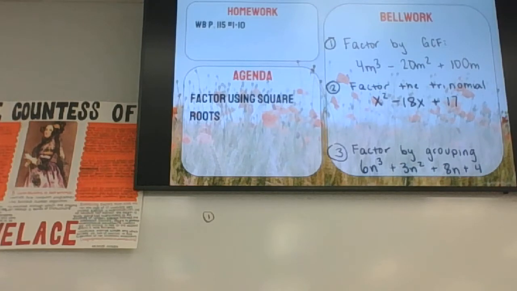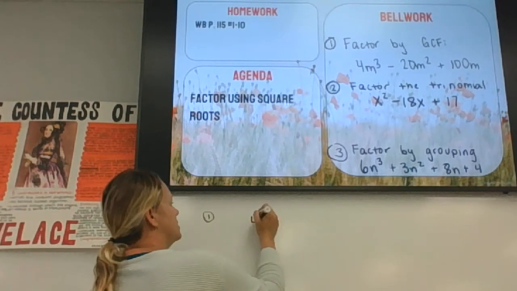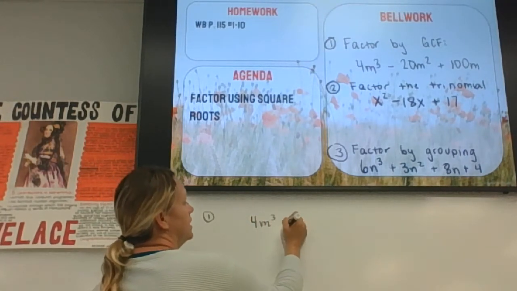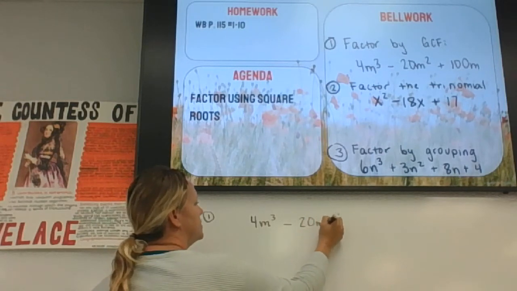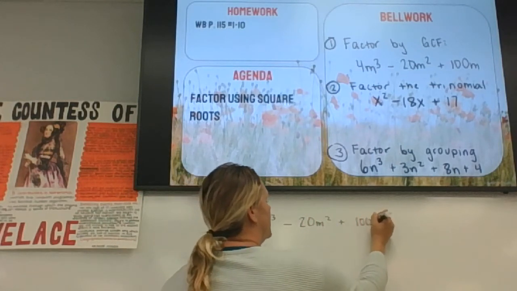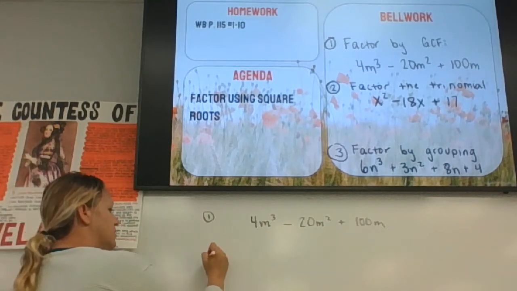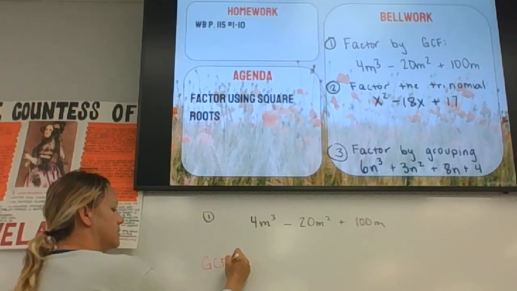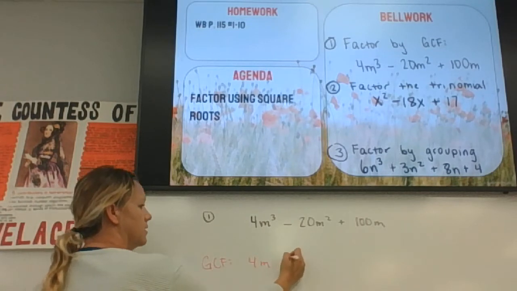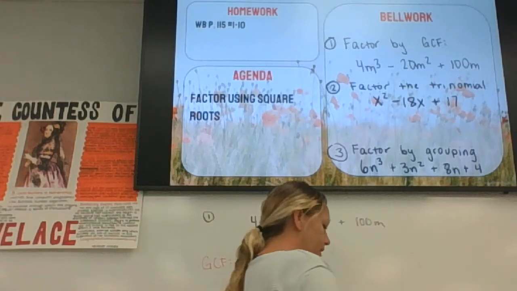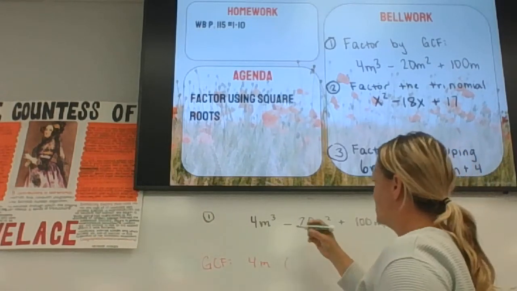Alright, so it looks like all three parts. A 4m to the third definitely has a 4 and an m. 20 divides by 4, and 100 divides by 4. Correct. So the greatest common factor would be, according to my calculations, 4 and m.